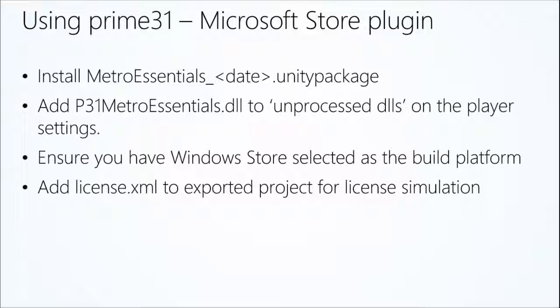I just want to point out, you don't have to use a plugin, but I can drop it in my project, it makes it quite a bit easier, and it's free, so let's talk about it. In this case, we're going to bring in the Metro Essentials Unity package, and again, we need P31 Metro Essentials added to the unprocessed DLLs. We've looked at that now twice, once for Azure and once for Metro Essentials. It seems like the same song and dance each time. Make sure you have Windows Store selected as the build.